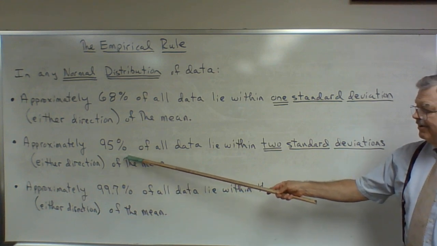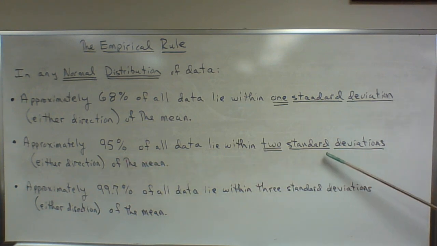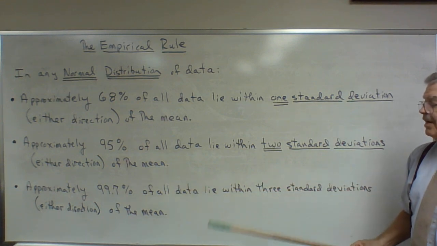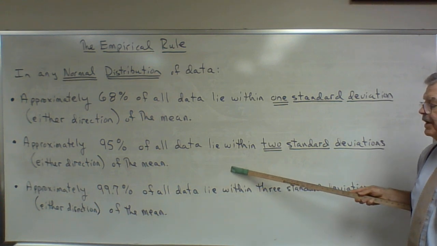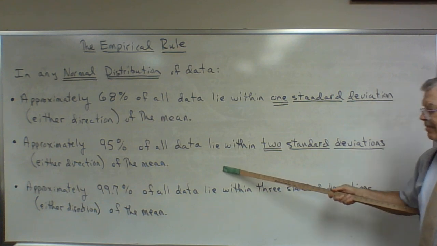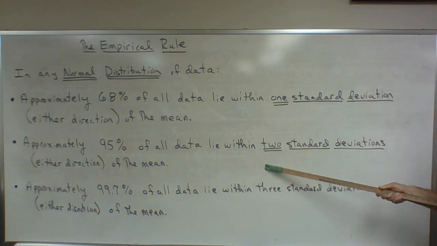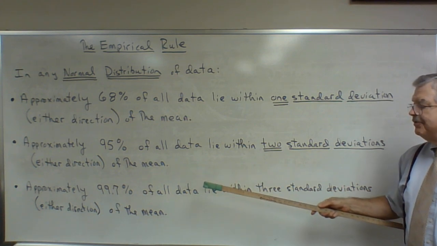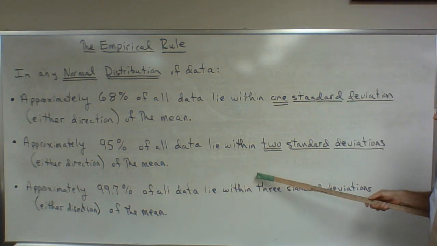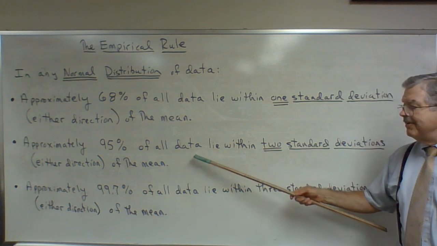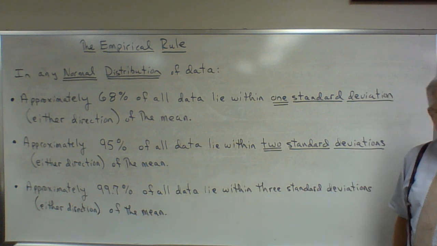Approximately 95% of all data lie within 2 standard deviations, either direction of the mean. So if we start at the mean and go to the left 2 standard deviations, and then start at the mean and go 2 standard deviations to the right, between the mean minus 2 standard deviations and the mean plus 2 standard deviations, we should encompass 95% of all the data.